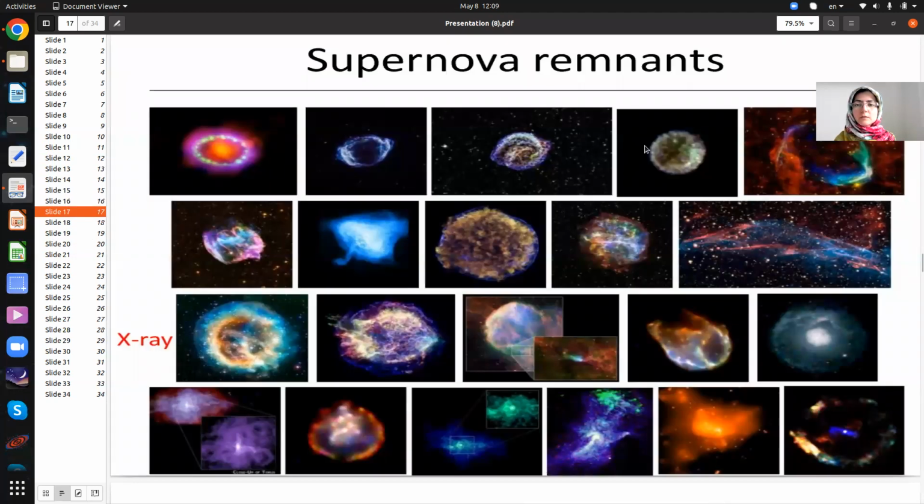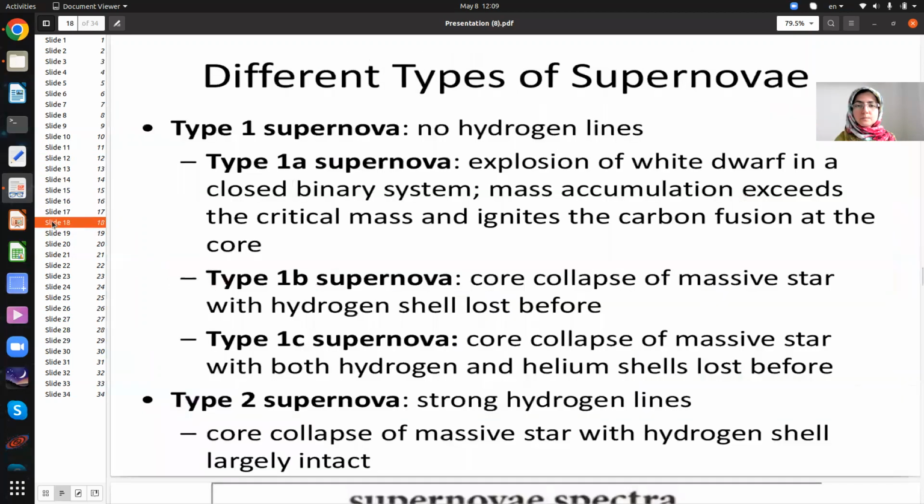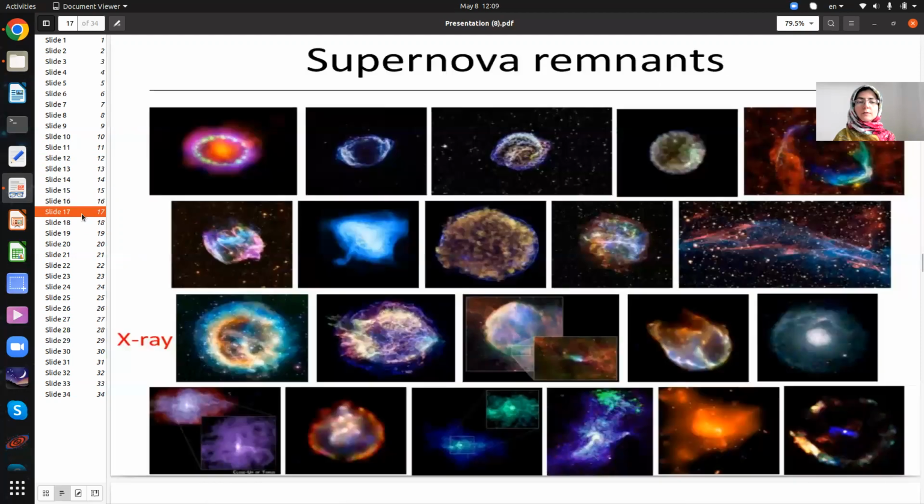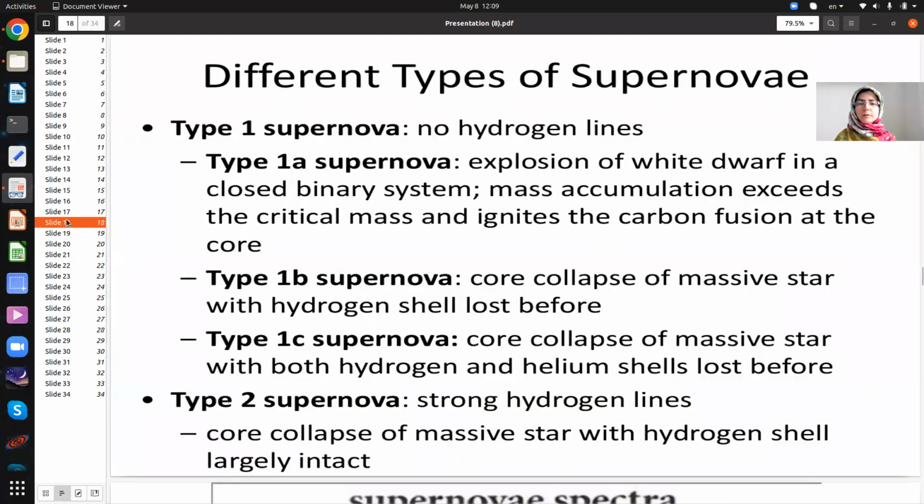Here you see the different supernova remnants. As you see, there are different shapes and different colors. We have different types of supernova. The difference between them is related to their spectra in X-ray. We can say the first type is type 1 supernova.